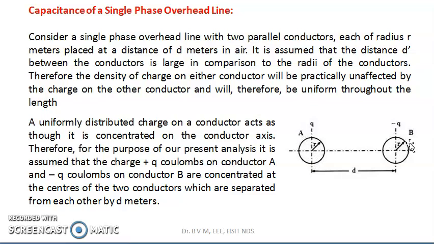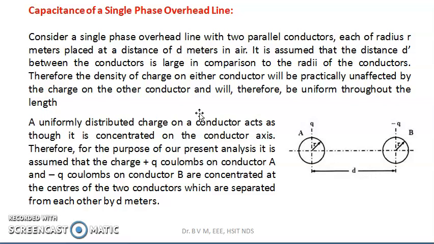Okay, conductor A and conductor B. Q is the charge on conductor A, minus Q is the charge on conductor B. If you remember, while calculating inductance, what we had taken was I is the current flowing through conductor A, and conductor B is a return path for the I. That means the current flowing through B was minus I. Similarly, here also the charge on conductor A is Q and the charge on conductor B is minus Q. And the conductors A and B are spaced at a distance d from each other.